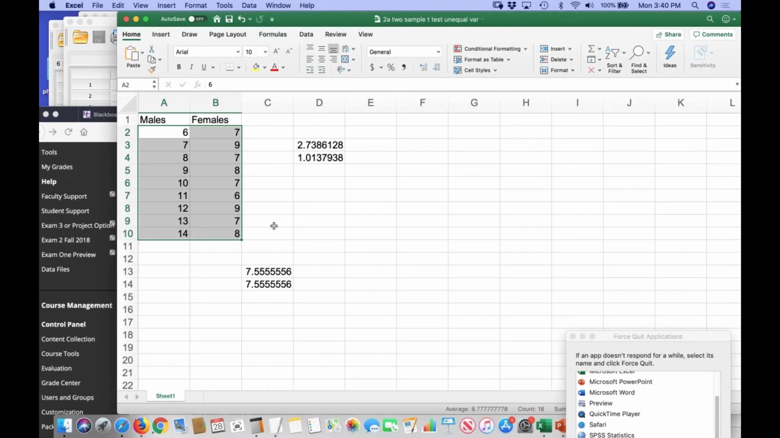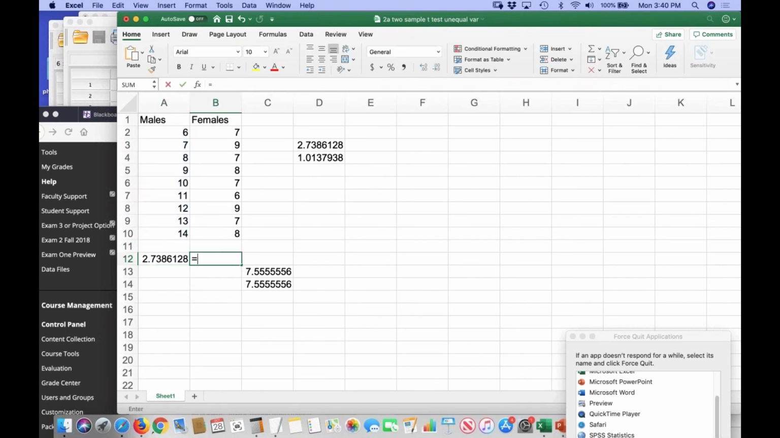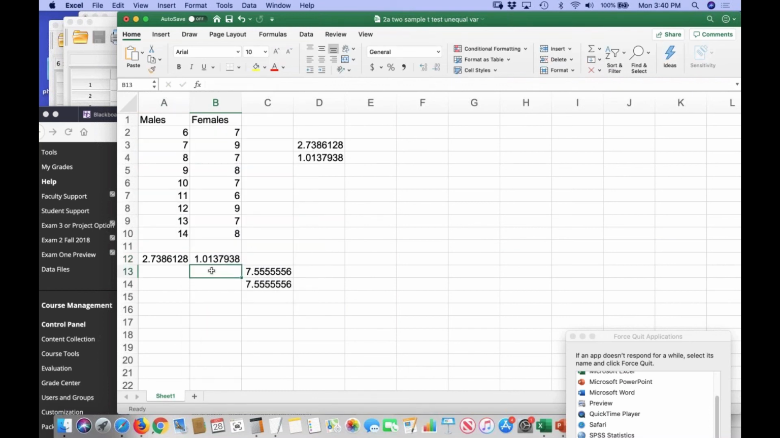Okay, this time in Excel, let me calculate what the standard deviation of these two groups is. For this group, males, it is 2.37, and for females it is 1.10. So in this case, the standard deviation of these two groups is so different that I'm going to instead use the formulas for unequal variances rather than equal variances.